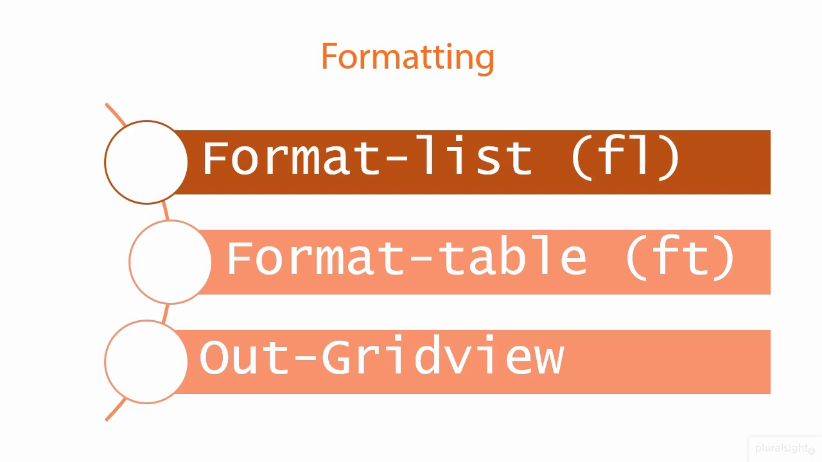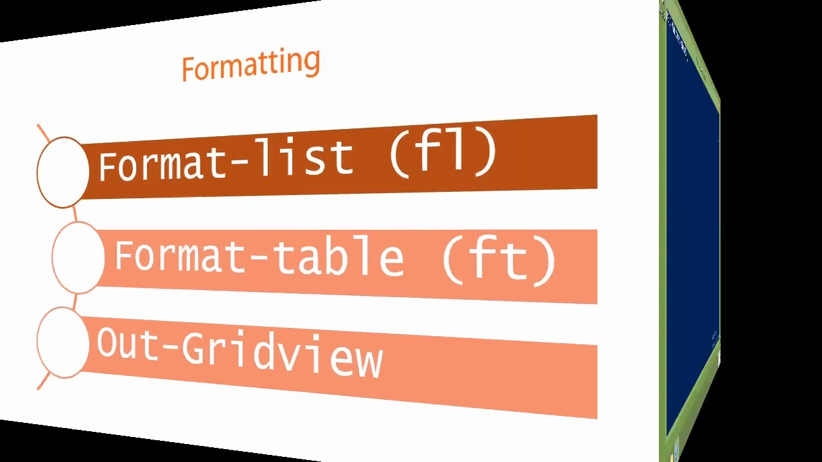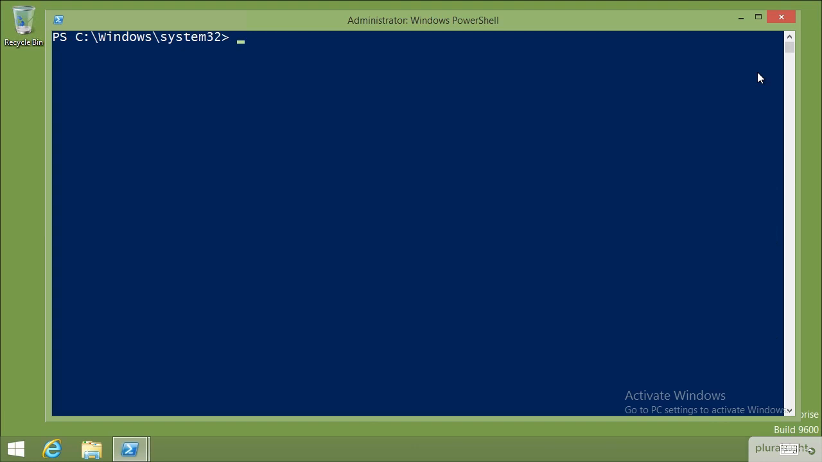The commonly used ones include format-list, which has an alias of FL. Then we've got format-table, which has an alias of FT. And then the last one we have is Out-GridView. And this basically sends the output to a GUI display that we can work with. So let's take a look at some of the different formatting options. For that, we're going to use get-service. So the first one we're going to take a look at is format-list.